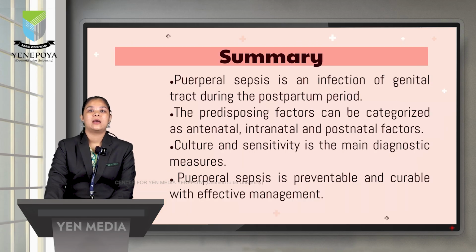So with this, I am summarizing today's lesson. We have discussed puerperal sepsis, which is an infection of the genital tract during the postpartum period. The predisposing factors can be categorized based on antenatal, intranatal, and postnatal factors. The main diagnosis is the culture and sensitivity test, which can be done either by swab test, urine, or blood test. Puerperal sepsis is preventable and curable if effective measures are taken.